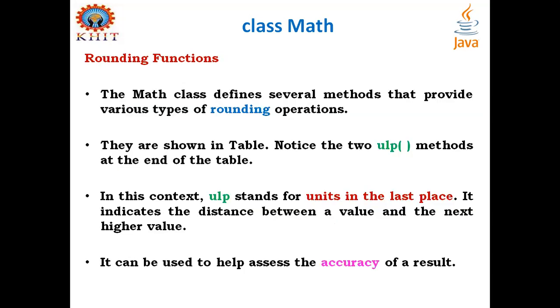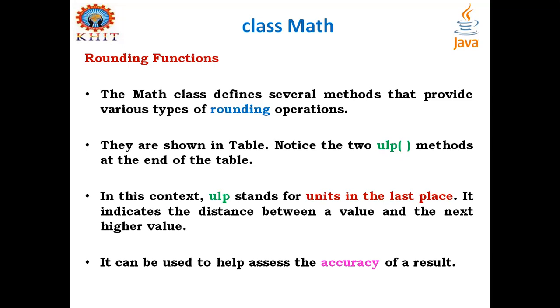Another set of functions in this Math class of the java.lang package is rounding functions. So there are three types of functions, right? First, trigonometric, exponential, and rounding functions. This Math class defines several methods that provide various types of rounding operations, rounding the value, such as absolute values. They are shown in a table, and notice that there are two functions related to ulp. In this context, ulp stands for units in the last place.